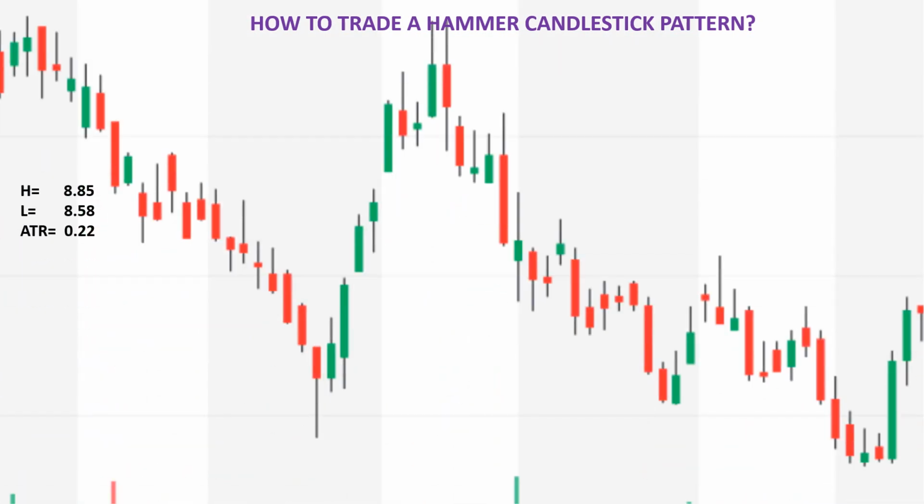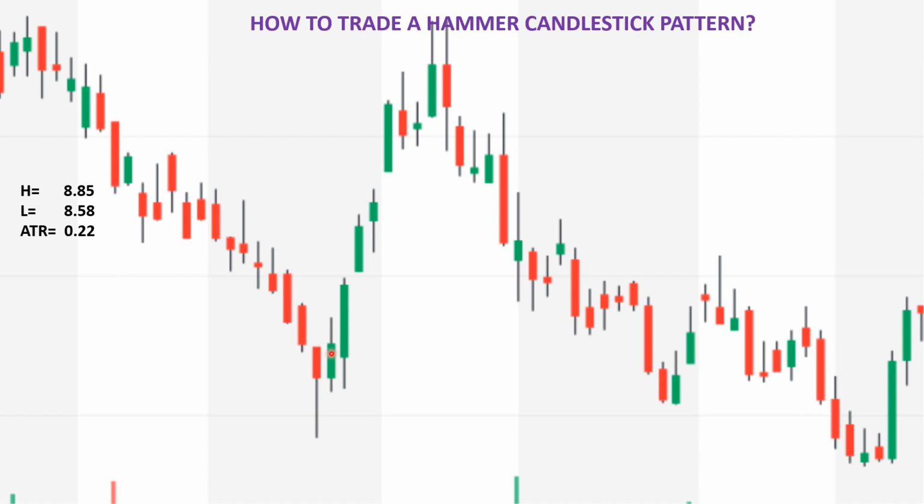How to trade a hammer candlestick pattern. In this example, using a daily chart of WCP stock, daily time frame, we observe a strong downtrend followed by a hammer formation at the bottom of this downtrend, indicating a potential reversal. To confirm the reversal, we wait for the next candle to close above the hammer's high, this bullish candle.